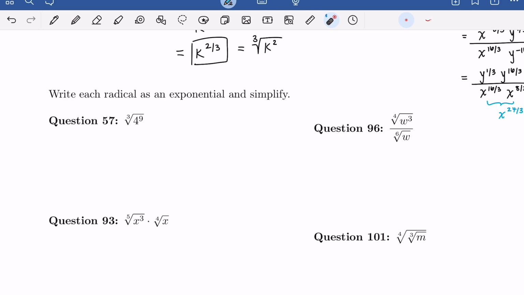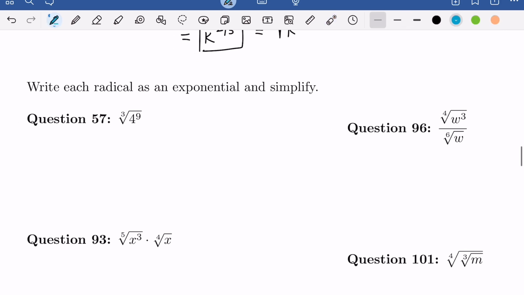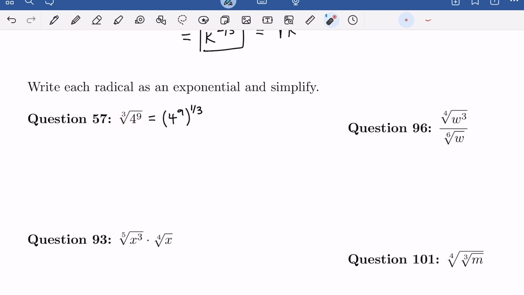And we're going to do so relying heavily on our exponent rules again. So let's look at question 57 here. We have the third root of 4 to the 9th power here. So we could evaluate this as 4 to the 9th and then take the third root of that. But using our exponent rules, we know that these two guys here are equal to each other.